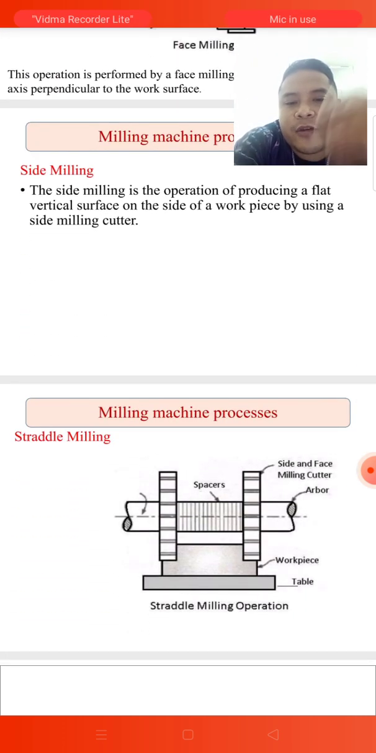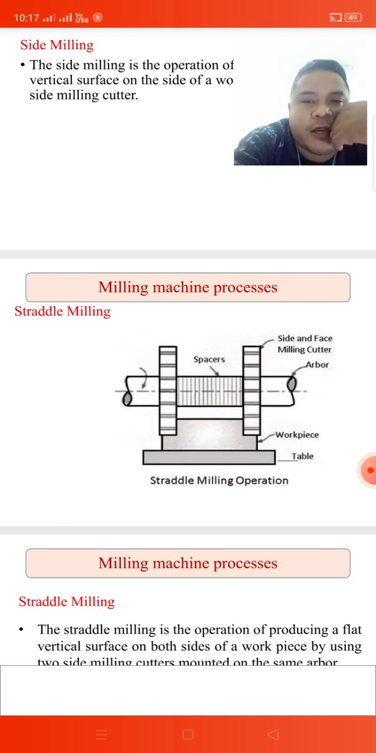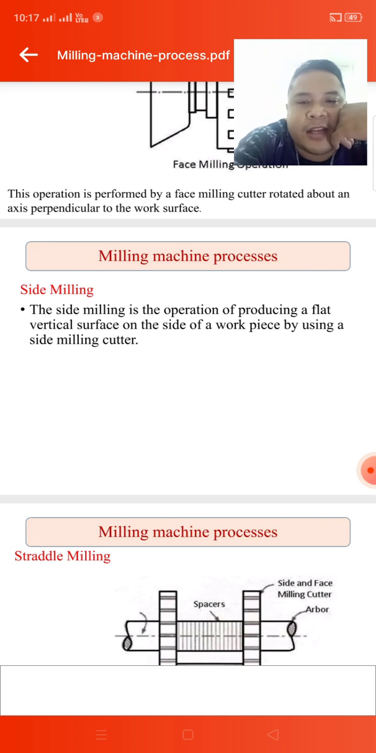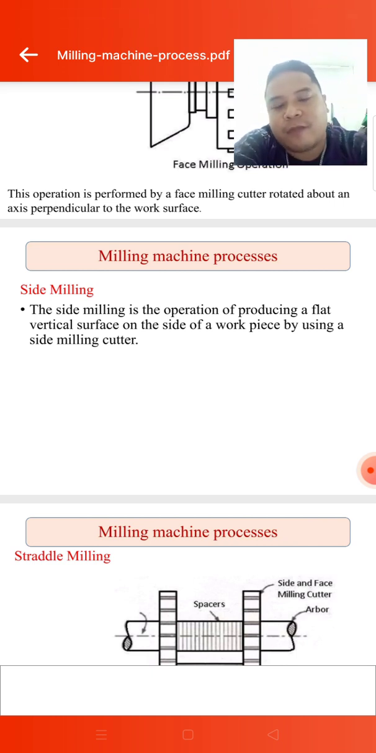So if you cannot figure it out, that is the illustration of side milling, the straddle, with the left and right side milling cutters. Side milling and face milling cutters. But most likely side milling is incorporated in face milling cutters, because both the top and both sides of the cutter are also the cutting side of the cutter, no?